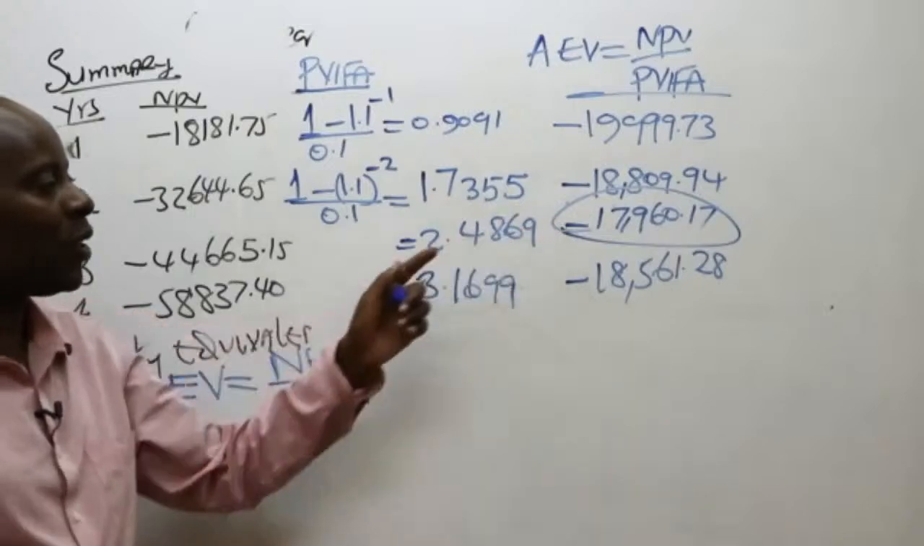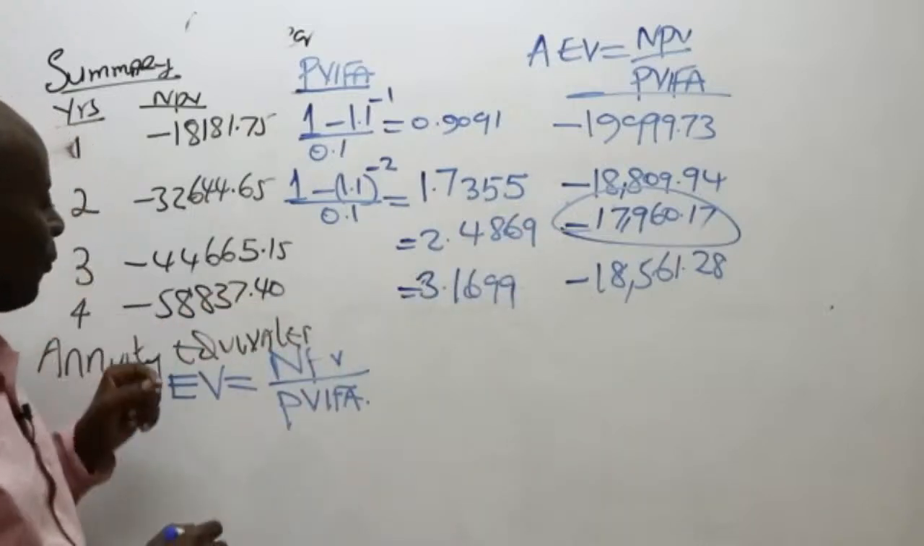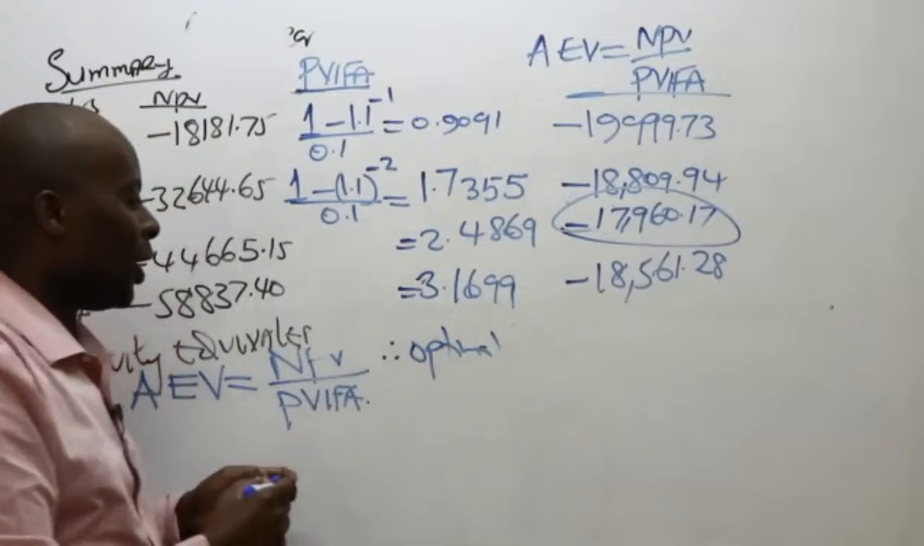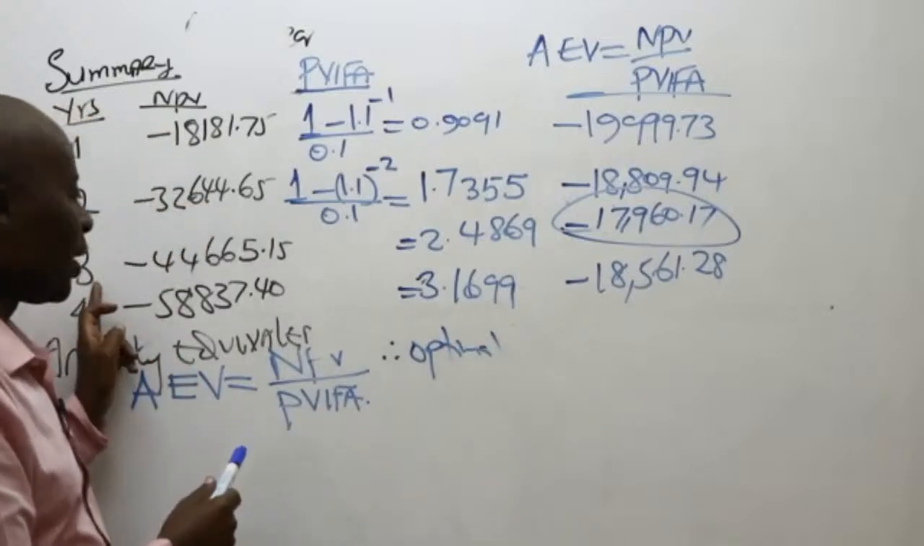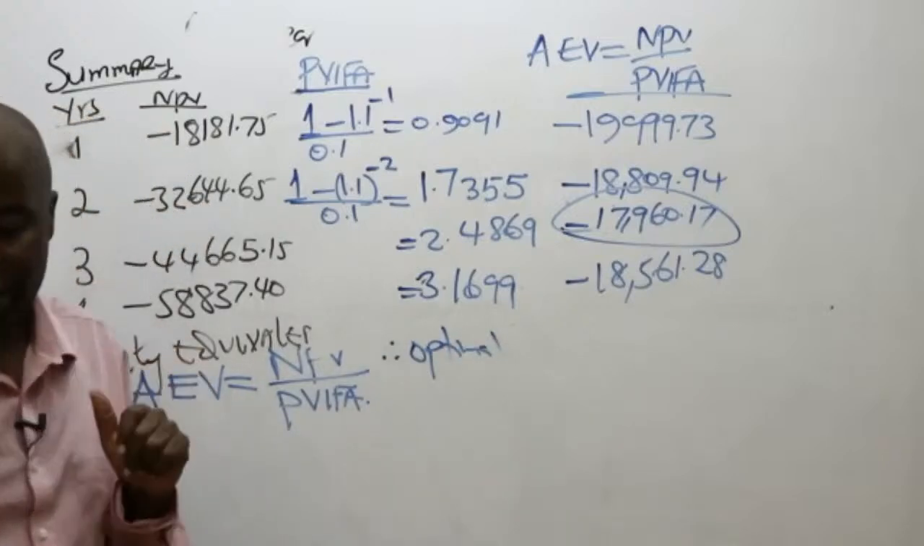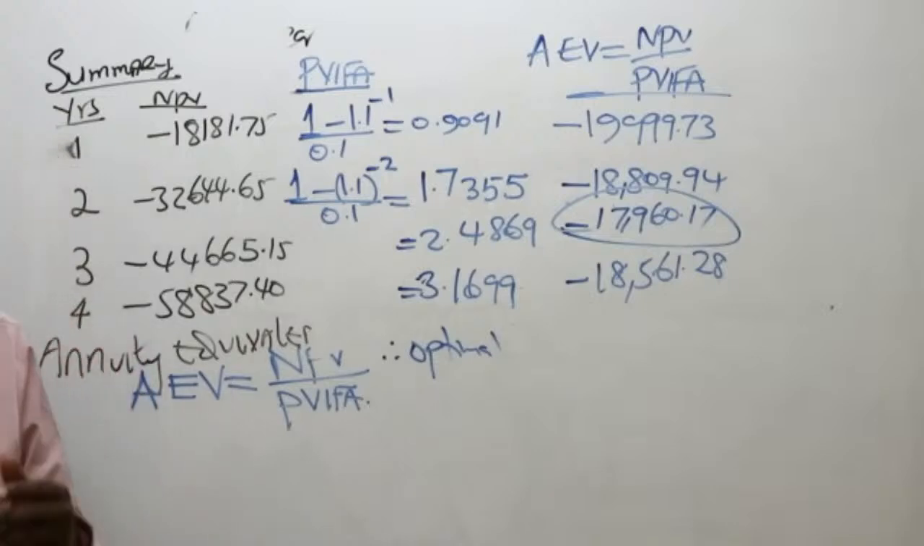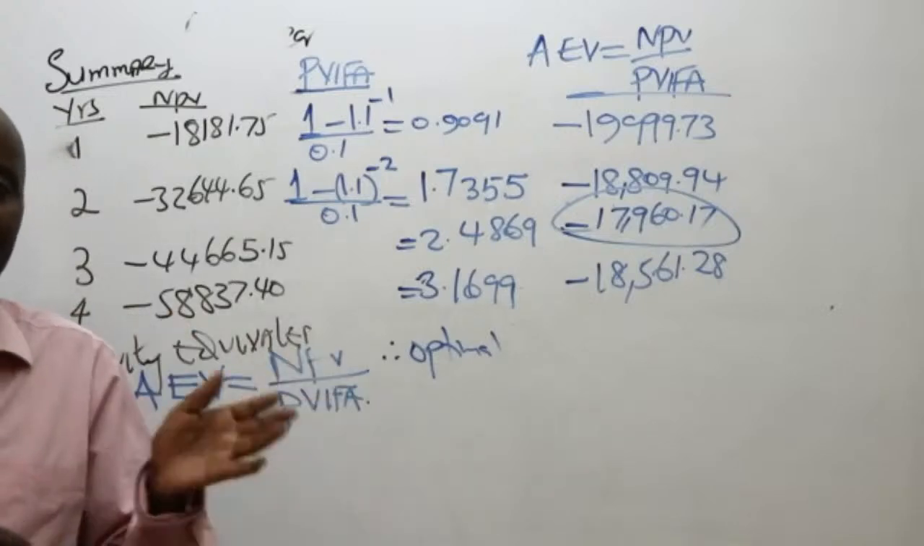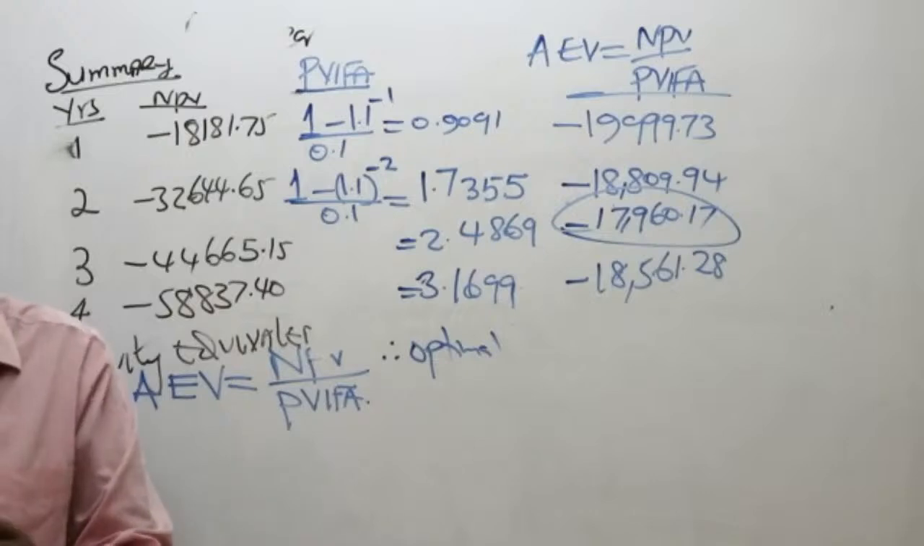Having known that that is the optimal annuity value, therefore, the optimal replacement cycle is a 3-year cycle. So replace at the end of year 3. Every time you buy, stay with it for 3 years, then sell.